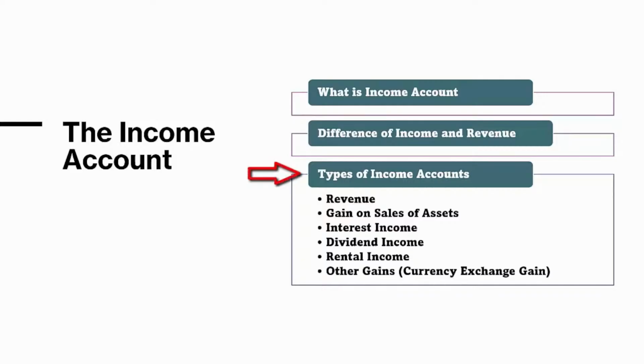Types of income accounts that aren't revenue. Below are some common types of income that appear in an income account but are not classified under revenue. 1. Gain on sale of assets. When a business sells assets like equipment, vehicles, or buildings for a profit, it records the profit as a gain rather than revenue. For example, if a company sells an old delivery van for more than its book value, the extra amount earned over its value is a gain on sale of assets.